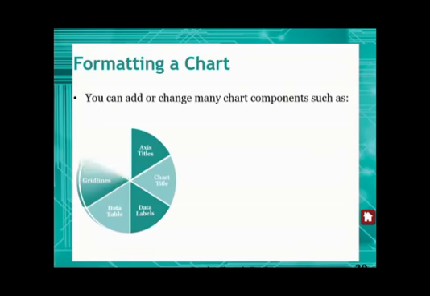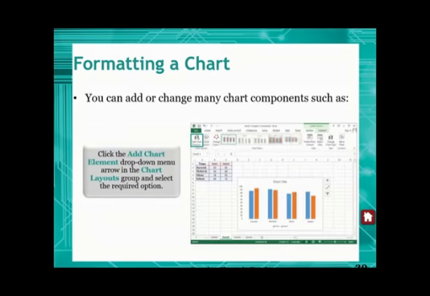You can add or change many chart components such as axis titles, chart title, data labels, data table, grid lines and legend. Now let's see how can we do this. Click the Add Chart Element drop down menu arrow in the Chart Layouts group and select the required option.